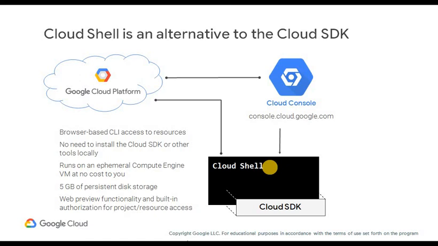So you get 5 gigabytes of persistent disk storage that is reattached for you every time a new Cloud Shell session is started. And Cloud Shell provides web preview functionality and built-in authorization for access to Cloud Console projects and resources.